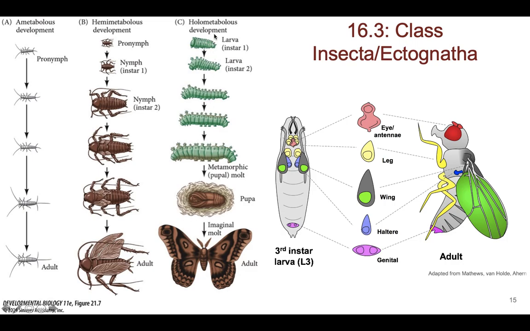In here they'll have an egg, and then they'll have several larval stages, which are called instars. They'll then develop a pupal casing, which is when all this cellular reorganization is happening, and then they will become an adult. The adult status is reached at sexual maturity in holometabolous insects.